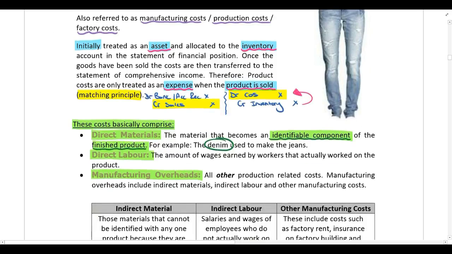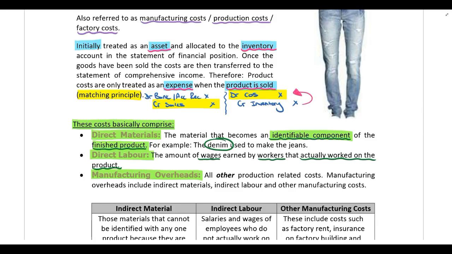Direct labor should also be included in the value of inventory. So what is direct labor? This is the wages earned by the workers that actually work on the product. So these are the people who are working in the factory actually manufacturing these denim jeans. The cost of that labor is direct labor, and it should be included as a product cost in the cost of inventory.